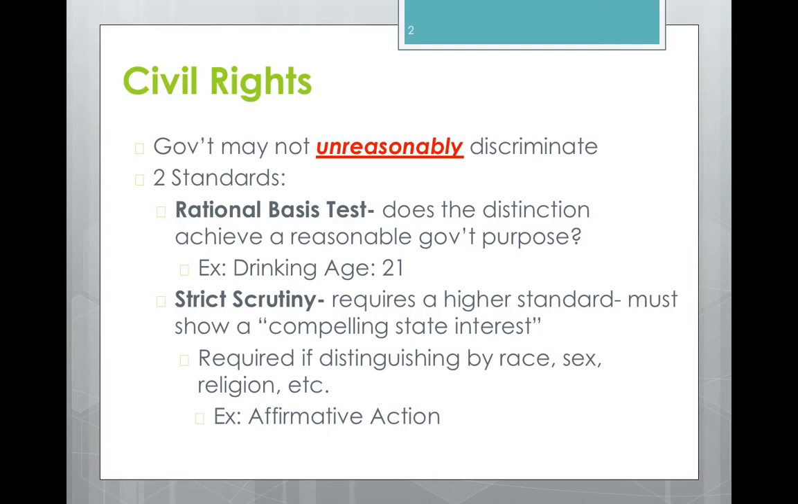So the strict scrutiny is that the government can favor one group over another, in a sense, if there's a state interest there. For example, African Americans were disenfranchised for so long that affirmative action has been seen as constitutional by our Supreme Court, in that it is trying to right the wrongs of the past. And so, to what degree is really the question.